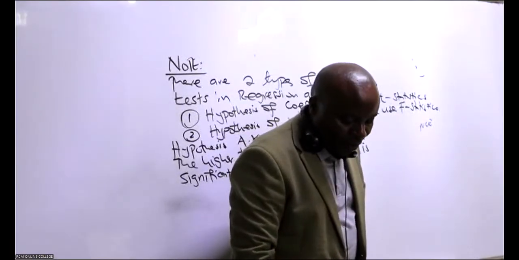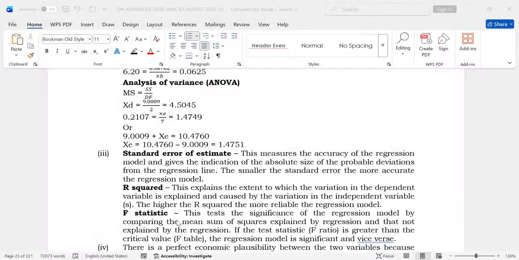So I repeat, because I would want us to do what this examiner had told us to do. They wanted us to give them F statistic to describe what F statistic is. So write there: F statistic. This tests the significance of the regression model by comparing the mean sum of squares.